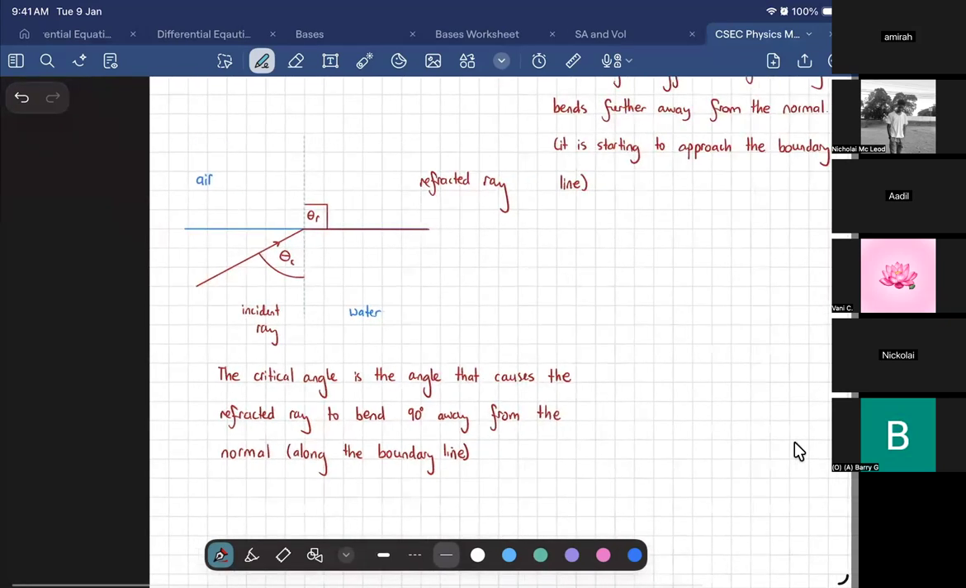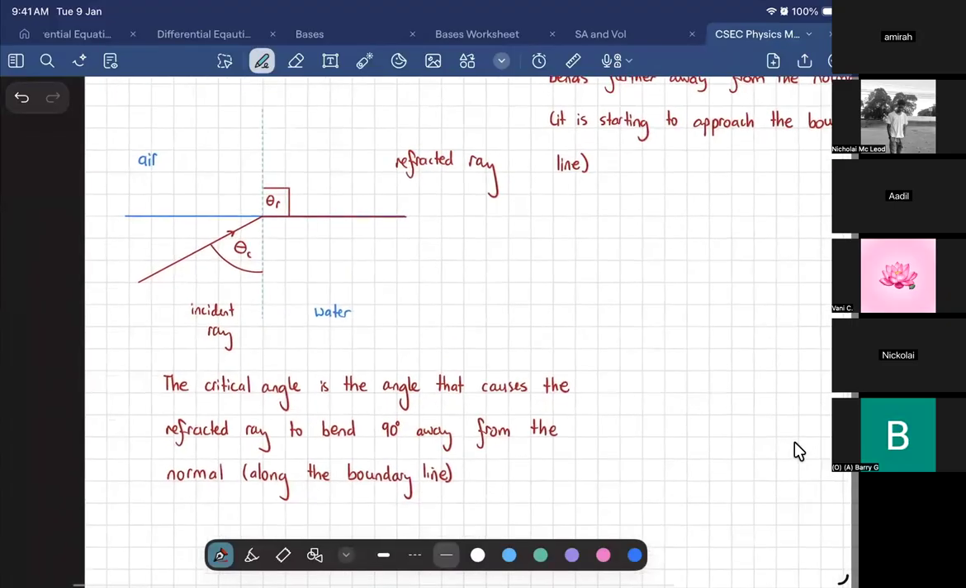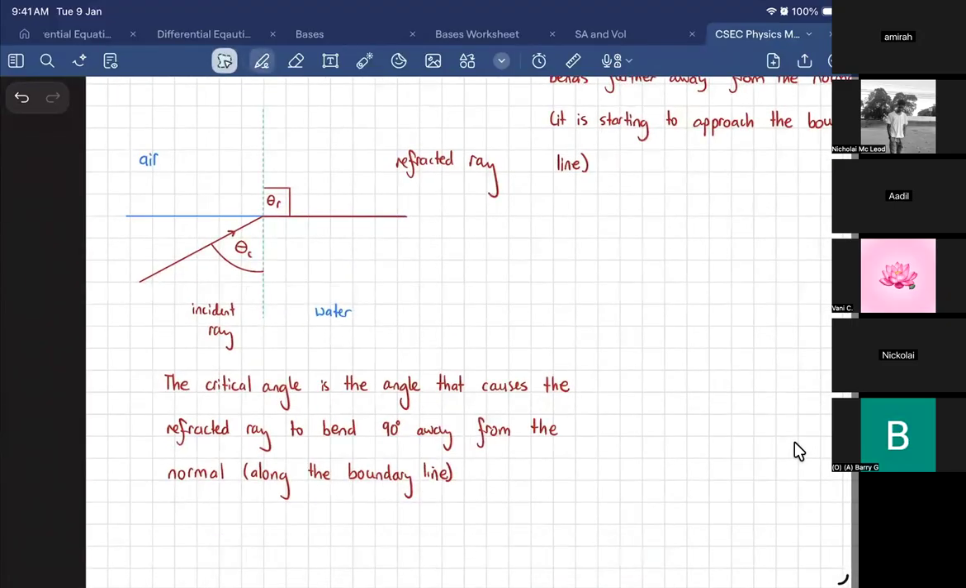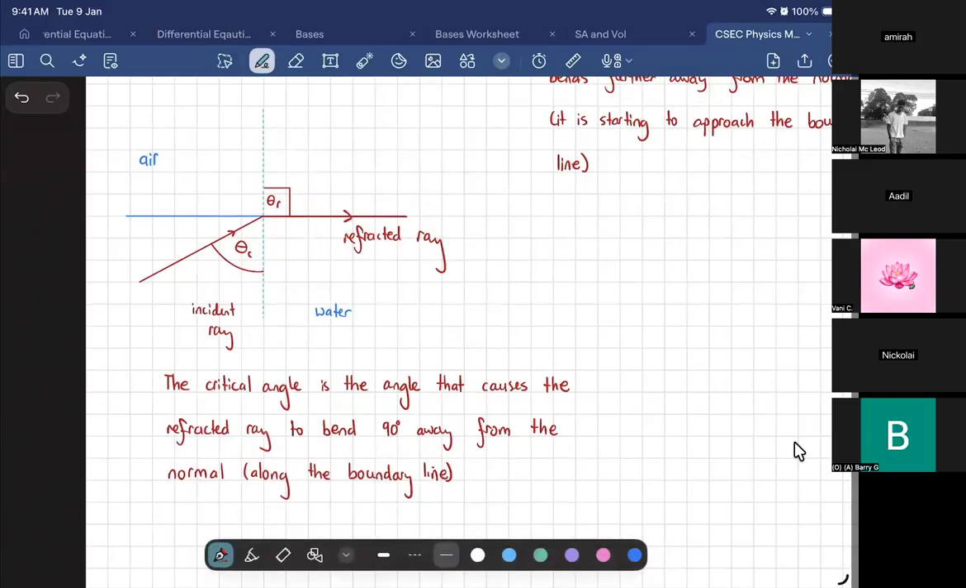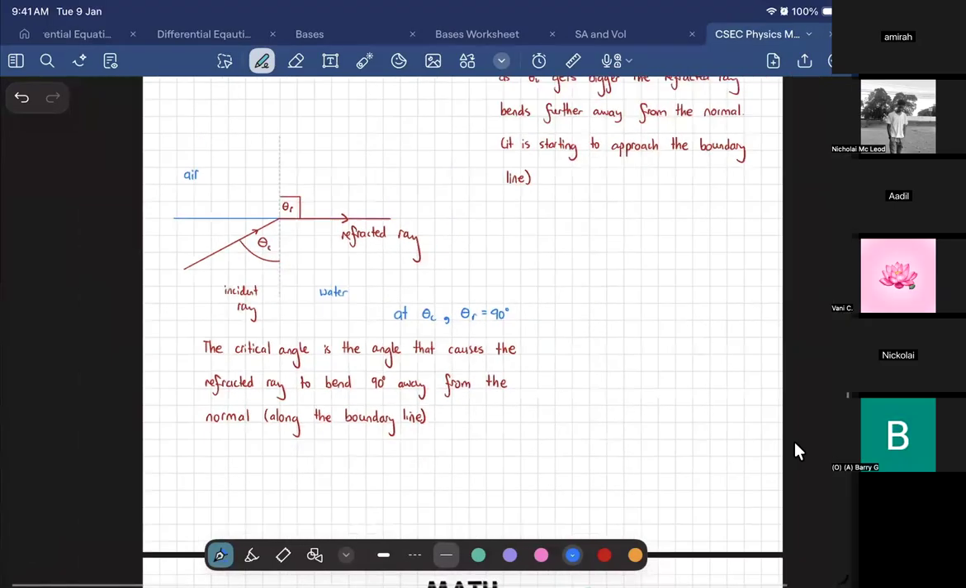So does everybody understand what the critical angle does? Yes or no? Let me know if you understand now or not. Yes, sir. So at the critical angle, what's the angle of refraction? 90 degrees. Perfect. So at theta C, theta R is equal to 90 degrees. I hope everybody understands that.